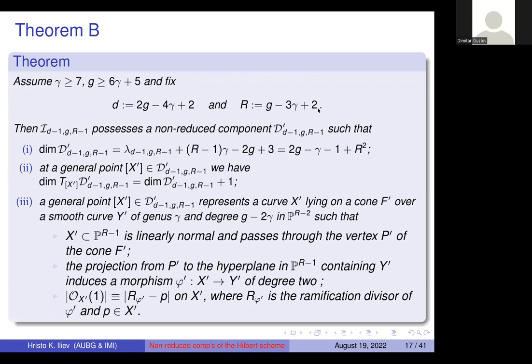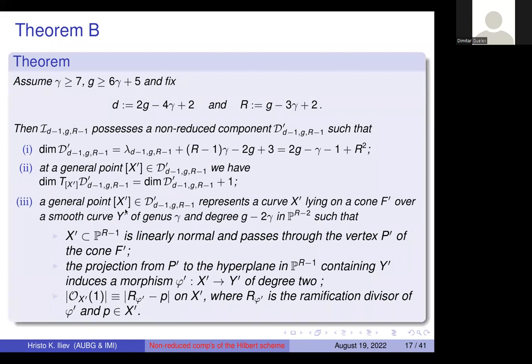And then the claim is that I_{d-1,g,r-1} has a non-reduced component, D prime_{d-1,g,r-1}, such that the dimension of this component is the expected dimension plus this number. At the general point of this component, the dimension of the tangent space is 1 bigger than the dimension of the component. And then we have the geometric description of the curves that correspond to such components.